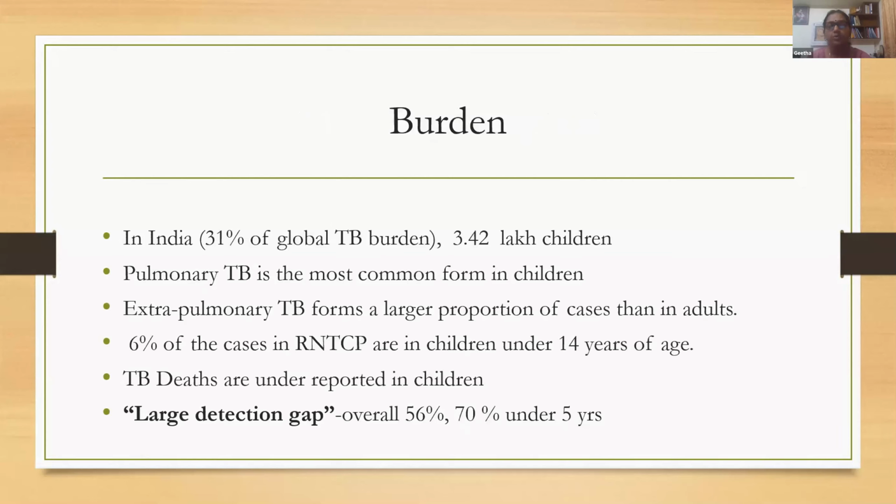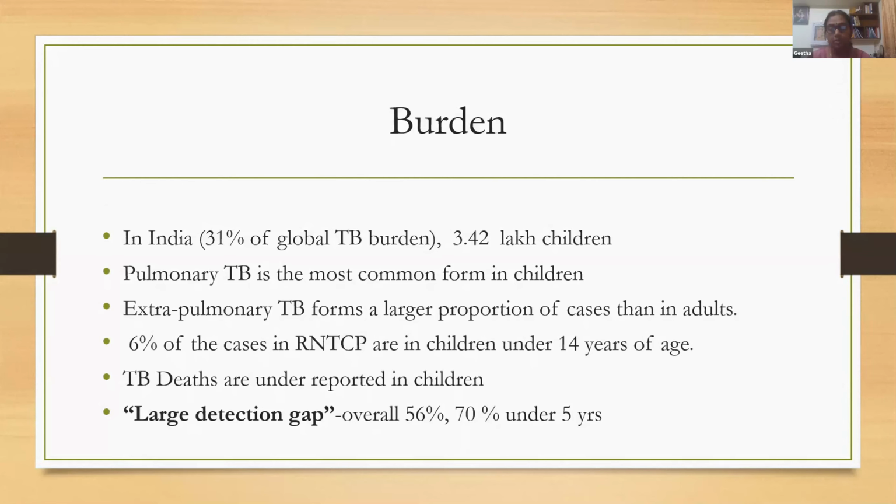In India, not adult, not childhood, when you consider India as a whole, we must take responsibility for around one-third of the global TB population. And of this, the childhood population, as I said earlier, is decreasing over time. The last global TB report says only 3.42 lakh children. The pulmonary form of tuberculosis is still more common in children, but compared with adults, the extrapulmonary forms form a large proportion. As you all know, the serious forms of tuberculosis in children belong to this extrapulmonary group.